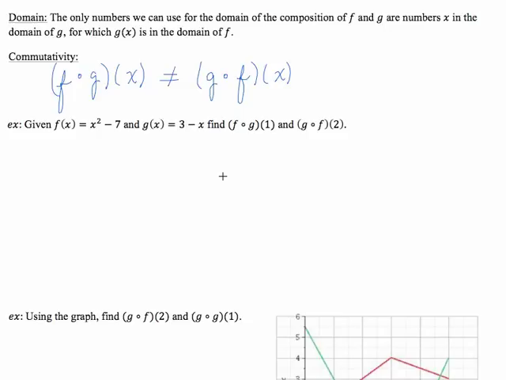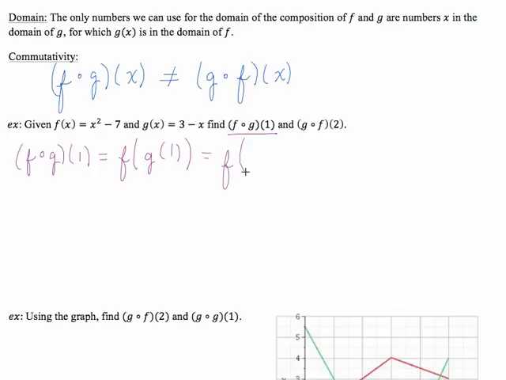So let's do a more general example now with f of x equals x squared minus 7 and g of x equals 3 minus x. Let's find f composed of g of 1 and g composed of f of 2. Okay, we'll do this first one here in purple. So we're going to find f composed of g of 1. So that means we want to find f of g of 1. So first we need to find g of 1. You work from the inside out here. Okay, so we'll start on this inside part.